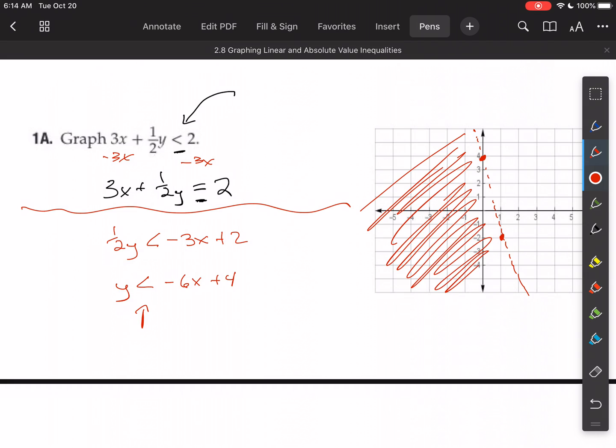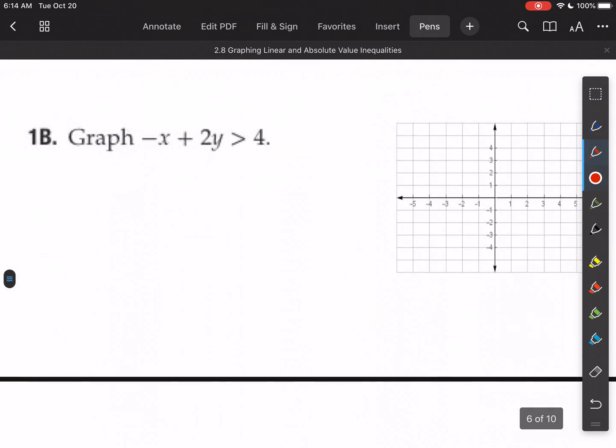Think underneath. And if you wanted to check something, you could check something really simple. You could check 0, 0, because 0, 0 should be working. So if you plugged a 0 in for x and a 0 in for y, that's really easy to plug in. You would get 0 plus 0 is less than 2. Is 0 less than 2? Yes, it is. So I know the point 0, 0 is part of my answer. I'm just checking to see if that's part of the region that should be shaded. Okay, so that's 1a. Here's 1b.